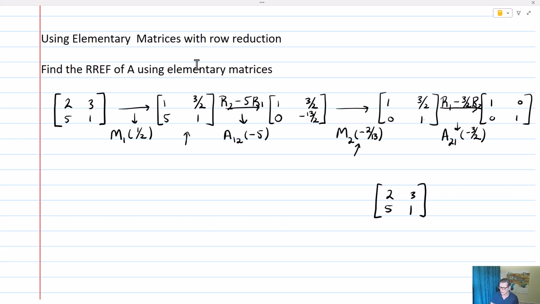We're going to do the same thing here. So my first elementary matrix is multiply row 1 by 1/2. So I'm going to have 1/2, 0, 0, 1. That's my first matrix. Go in and do that multiplication, and you're going to see you get 1, 3/2, 5, 1.